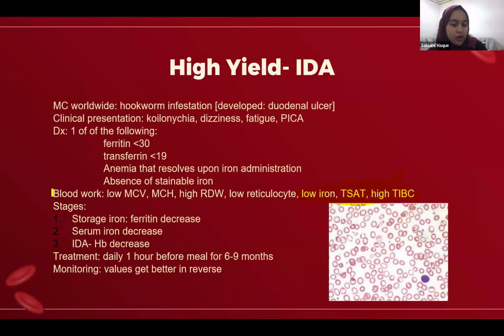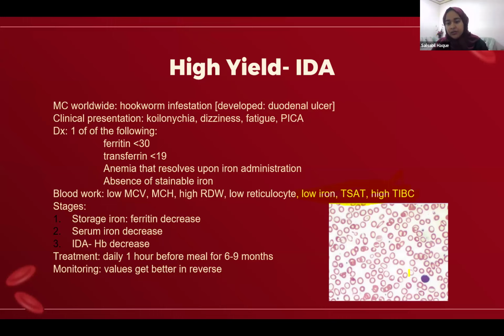Okay, treatment is iron supplements for 6 to 9 months. And for monitoring, within the 6 to 9 months, you will see the values get better in the opposite order that they got worse. So which value would improve first? The ferritin, iron, or hemoglobin? The hemoglobin, perfect. And then the iron would become normal, and then the ferritin level would become normal.